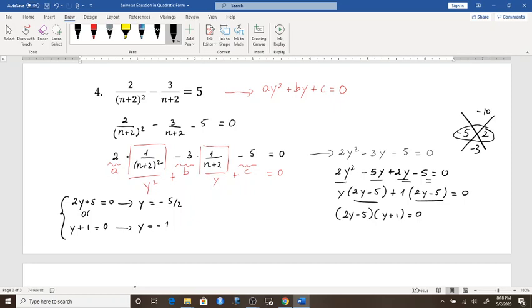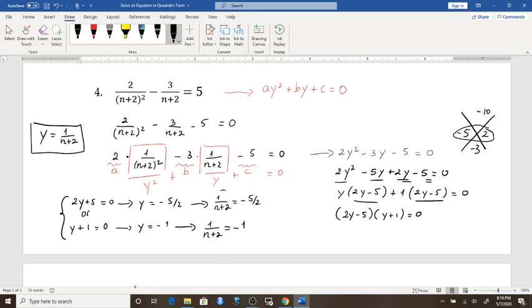Okay? Alright, so at this point we need to come back to our substitution. So the y is equal to 1 over n plus 2. Okay, so that's our substitution, right? Which means that this now I need to rewrite in terms of n. So instead of y, I'm going to put 1 over n plus 2 equal to 5 over 2. And now we're going to try to solve this for n. And then for the second one, this y is 1 over n plus 2, and this is equal to negative 1.